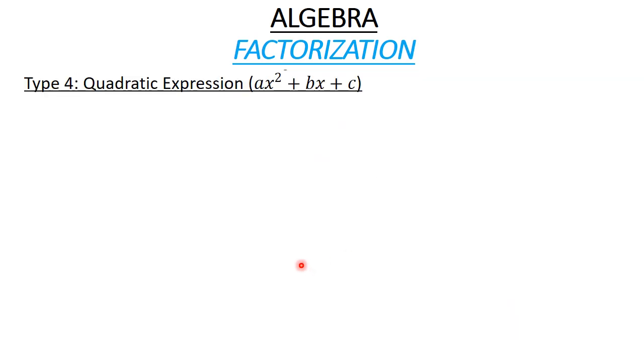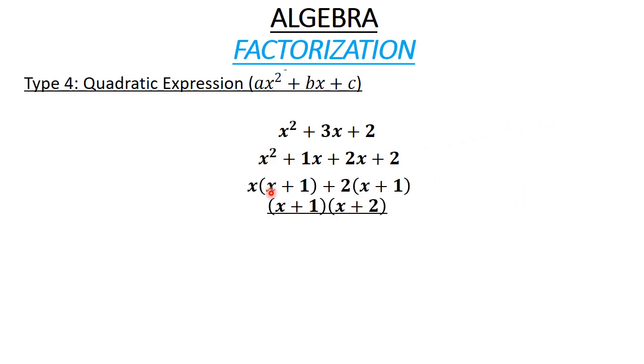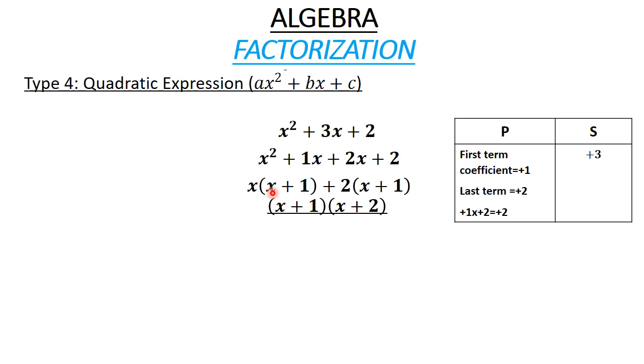Let's try another example. So we have x squared plus 3x plus 2. So I was supposed to do some rough work, but anyway, let's do this. So this is how it should be solved. So let us just go through it. X squared plus 3x plus 2. So you go and do your rough work here.